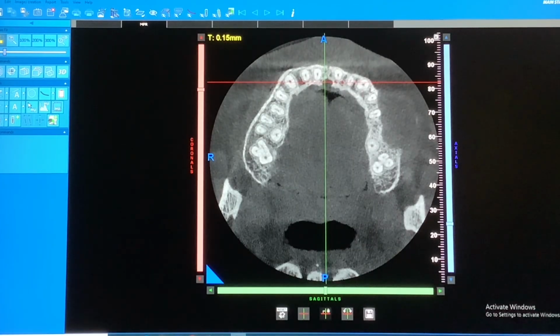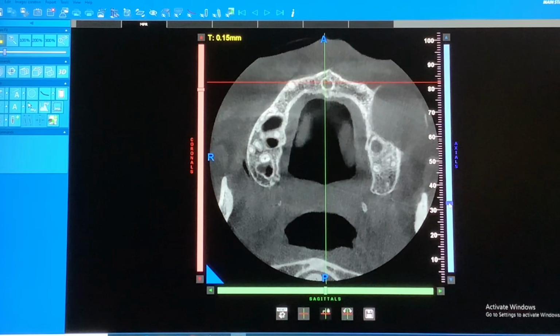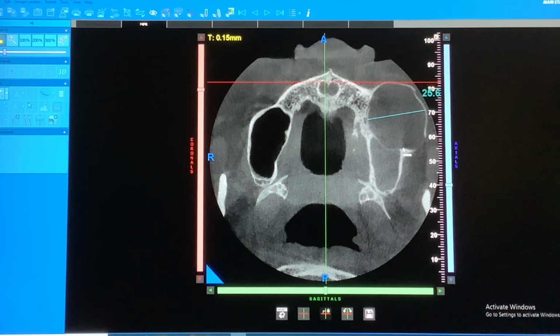We can appreciate erosion of the buccal cortex along 2-6, 2-5 and 2-4. And still moving superiorly, you can appreciate a huge lesion. We would still move superiorly from the alveolar crest. We can appreciate an entire unilocular radiolucent lesion. We can see an expansile lesion with a thin cortex, and we can use this measuring tool to measure the lesion, and it measures approximately 2.5 centimeter into 3 centimeter.